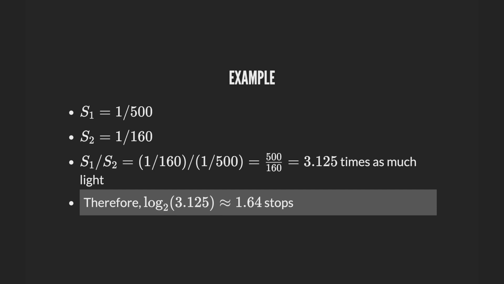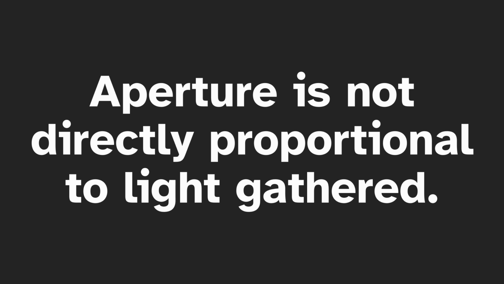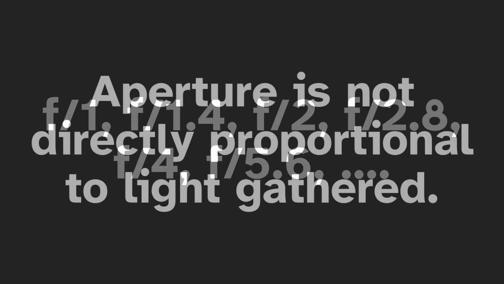When stops are applied to aperture, the calculation is a bit different, since aperture is not directly proportional to the amount of light the said aperture lets in, but rather the square root of it. Indeed, as you may know, the sequence f1, f1.4, f2, f2.8, etc. are all roughly one stop apart.